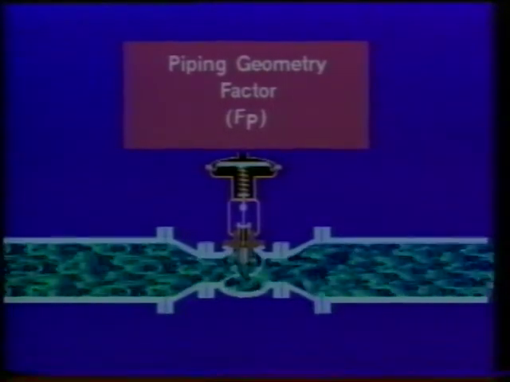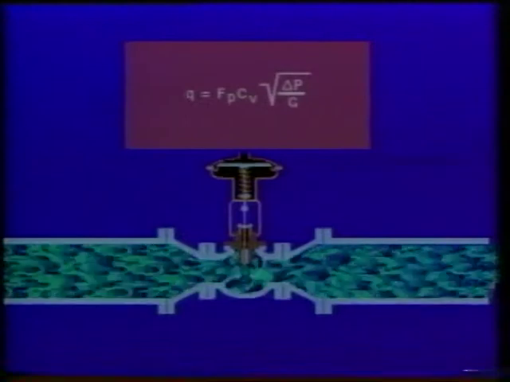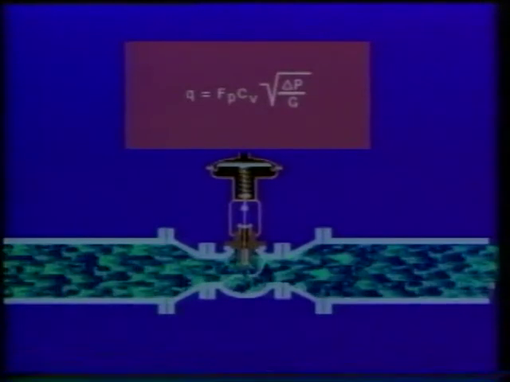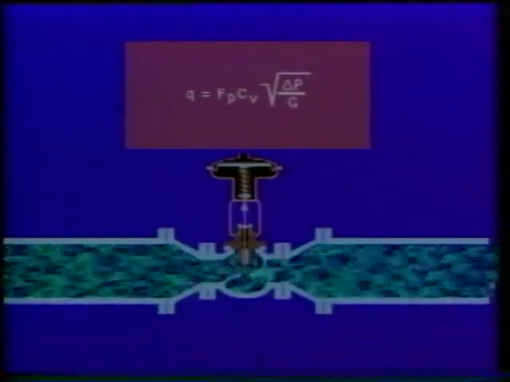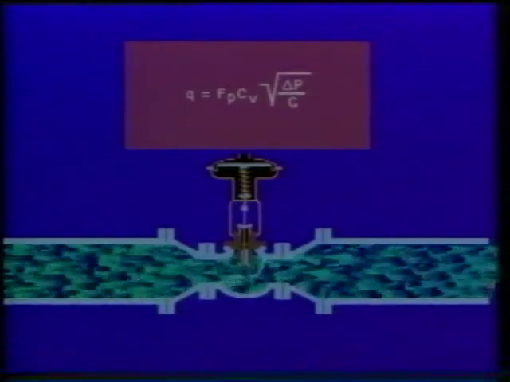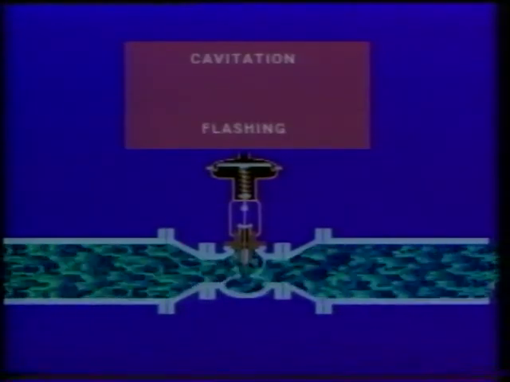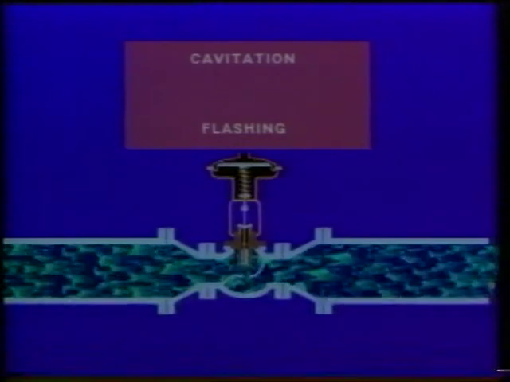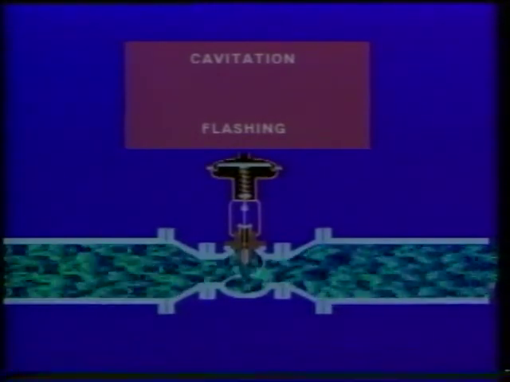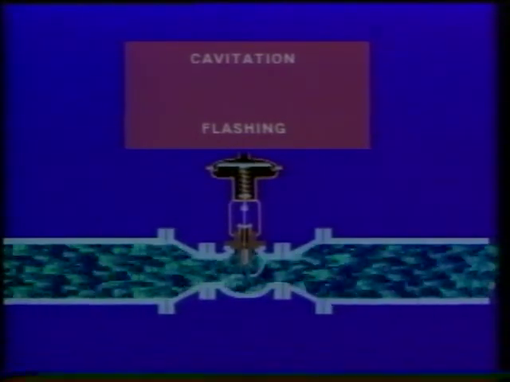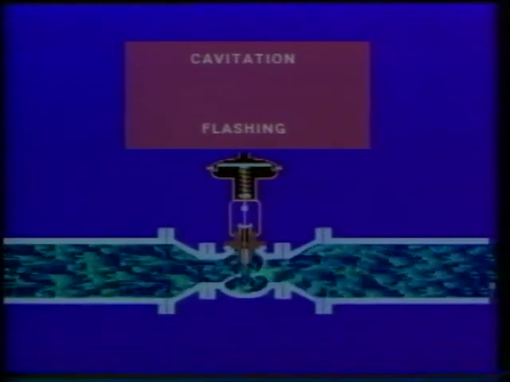For a real piping system, this is the formula used to calculate liquid flow through a valve. Later in this program, we'll be using this formula, but before we do, we need to discuss cavitation and flashing. That's because these can also affect flow through a valve. To understand how, let's examine each of these phenomena.